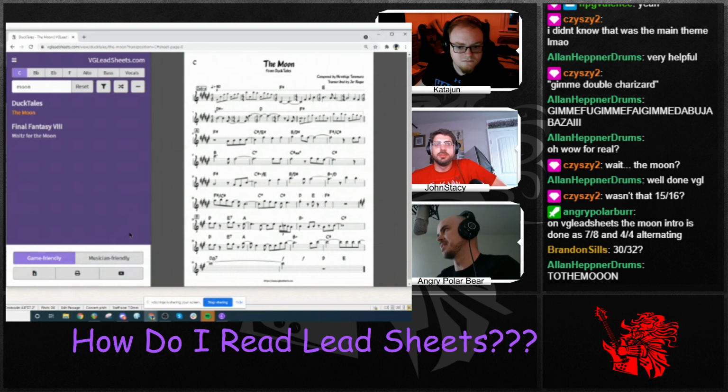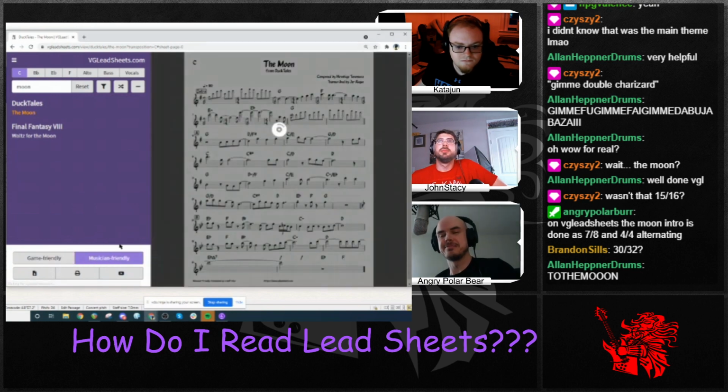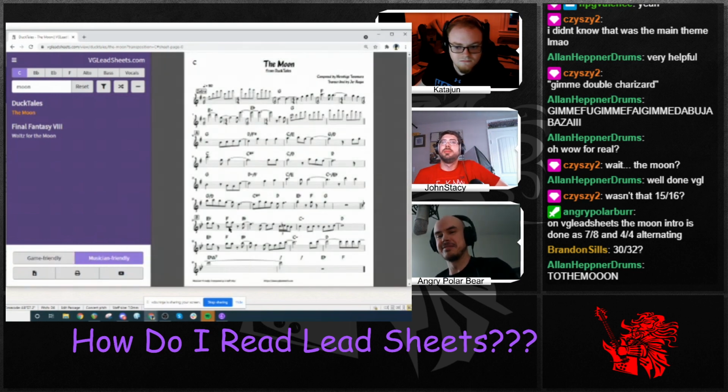But if you click on the musician friendly button, it's like, you know what? If you're trying to read this quickly and sight read it, that key is kind of annoying. So let's just shift it into something that's much easier to read. It actually puts it into G, taking the whole thing and transposing it into a key that's easier to read. So depending on your purpose, if you want to be totally game accurate, right key, everything, you can use the game friendly version. If you want to just sit down and play it without having to figure out every single note because it's in an awkward key, you can pick the musician friendly one.